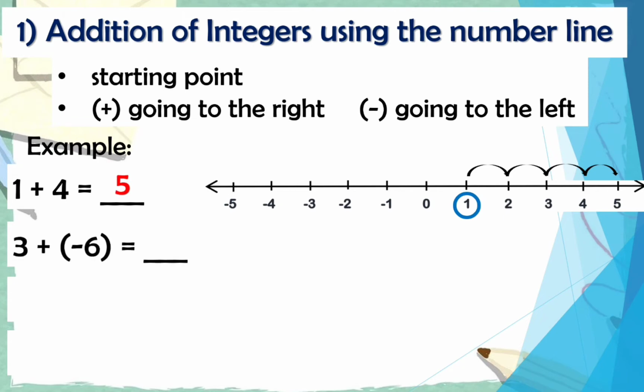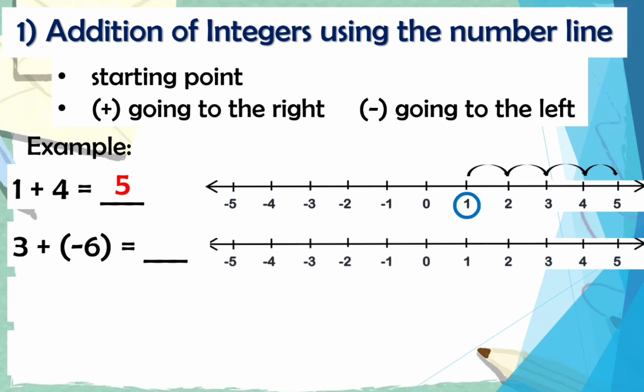Next, 3 plus negative 6. So, let's have the number line here. 3 plus negative 6, our starting point is 3 or positive 3. Plus negative 6, the second addend is negative, so direction of our movement is going to the left, papunta sa kaliwa, ng ilang beses? Ng 6 na beses.